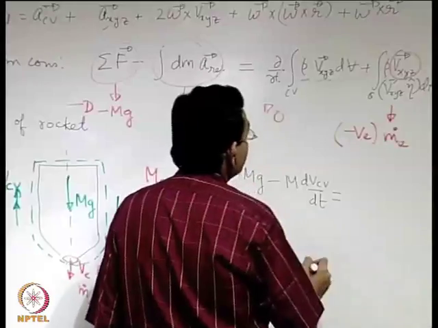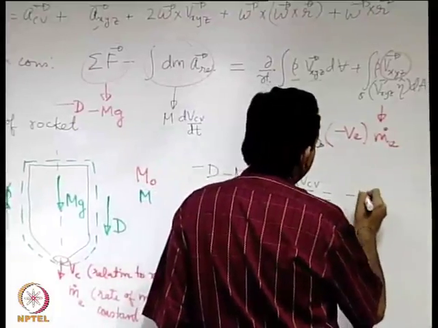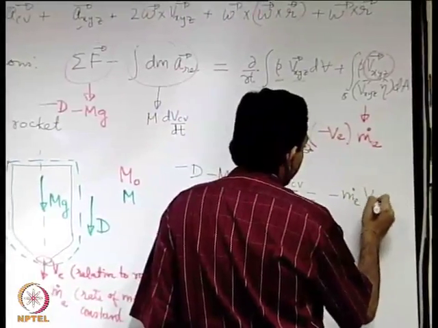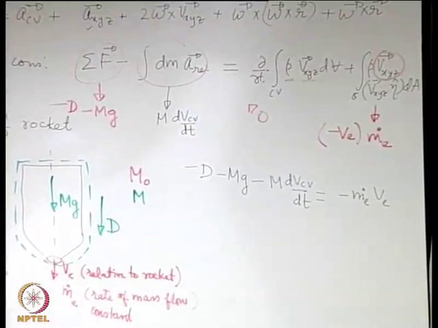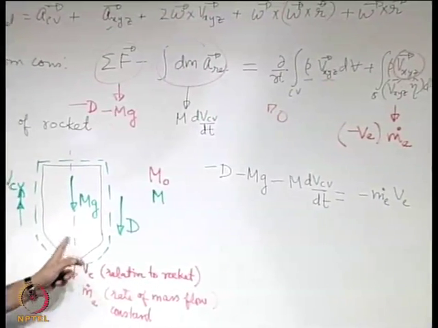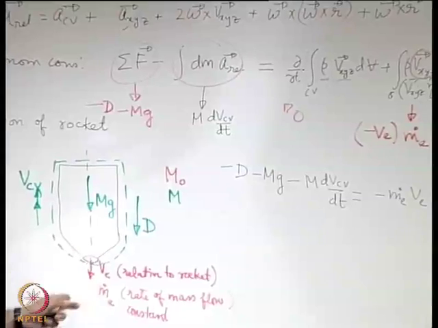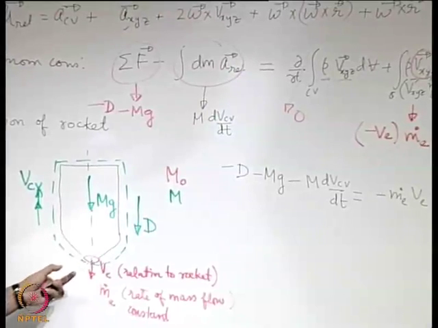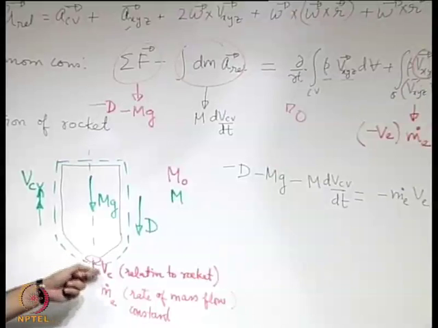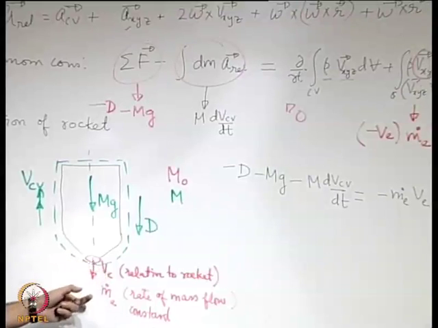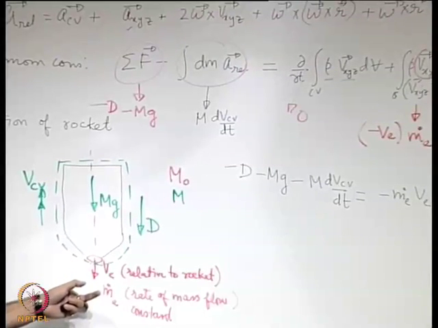is equal to minus m dot e Ve. Of course, m dot e may be written in terms of Ve if you know the area of the cross section through which this jet is coming out. So if that is Ae, then rho into Ae into Ve is the m dot e.